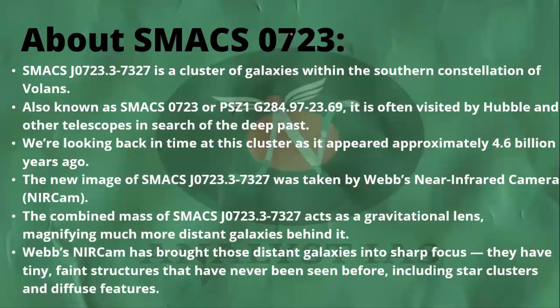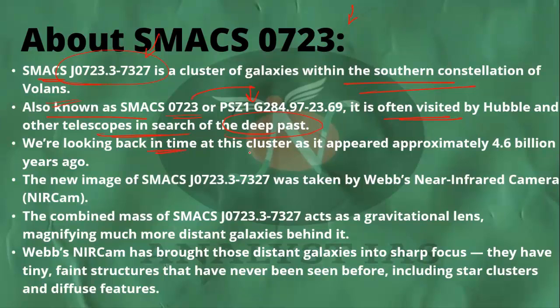Now about SMACS0723. SMACS0723, which is also coded like this, you can check it out for yourself, is a cluster of galaxies within the southern constellation of Volans, also known as PSZ1G284.97 to 3.69. It is often visited by Hubble and other telescopes in search of the deep past. So James Webb is not the first telescope that has pictured this particular galaxy cluster. Earlier telescopes, and even the Hubble telescope, have done that.